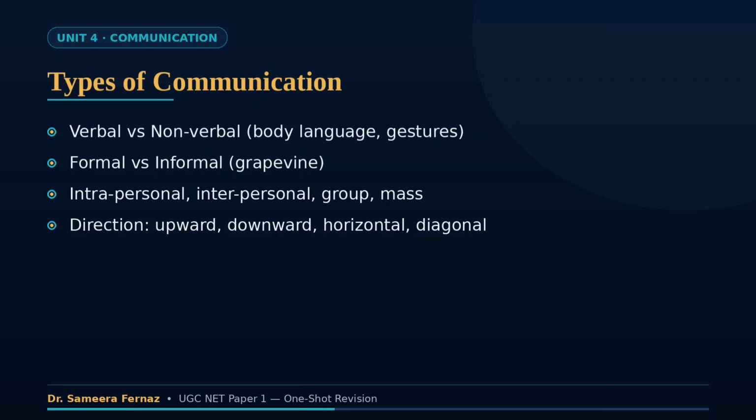Types of communication. Many types to know. Verbal versus non-verbal, like body language. Formal versus informal. Informal is called the grapevine. Bilevel, intrapersonal, interpersonal, group and mass communication. And direction can be upward, downward or horizontal.